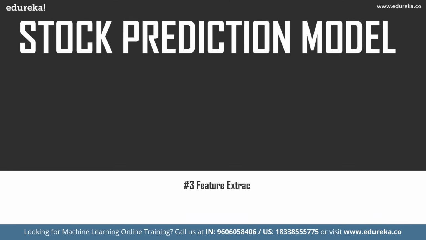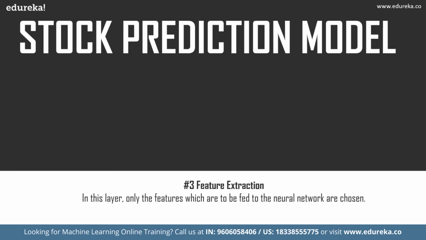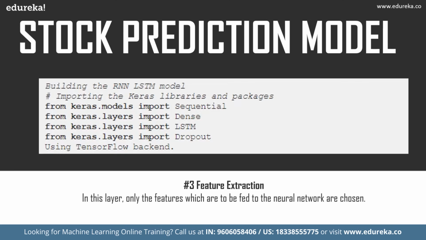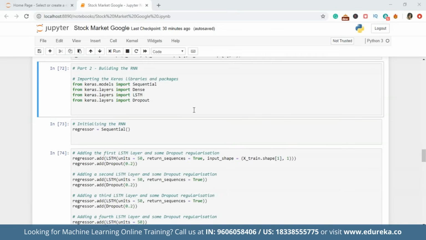Next is stage 3, which is feature extraction. Now in this layer, what we're going to do is choose only the features which are to be fed to the neural network. We'll be choosing features from date, high, low, close, and volume. So to start off with that, we're going to start by importing Keras libraries and packages.